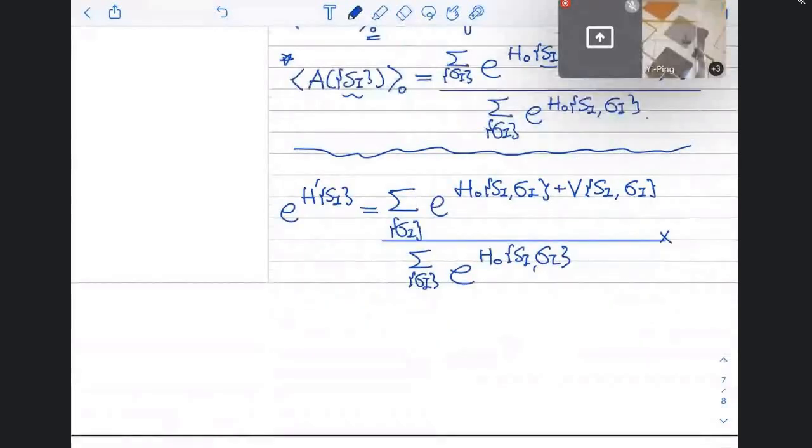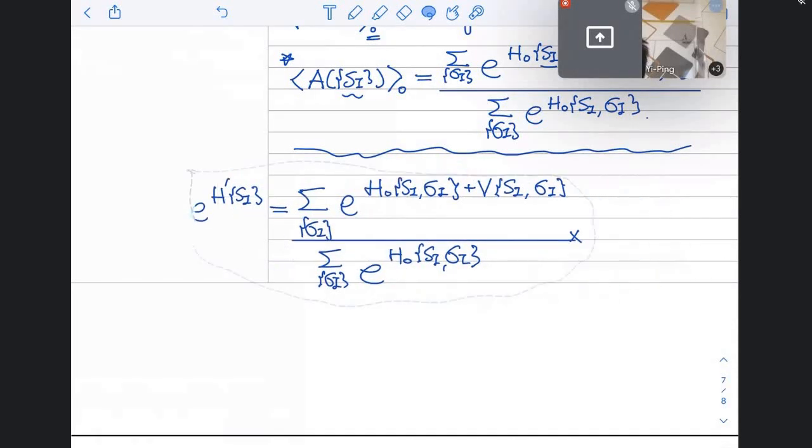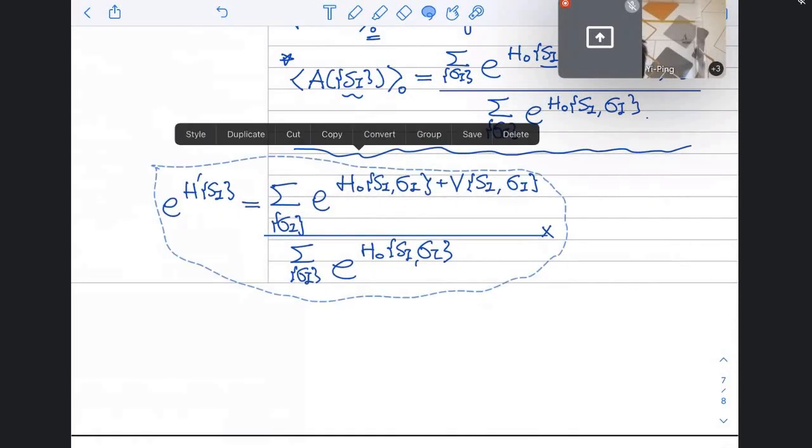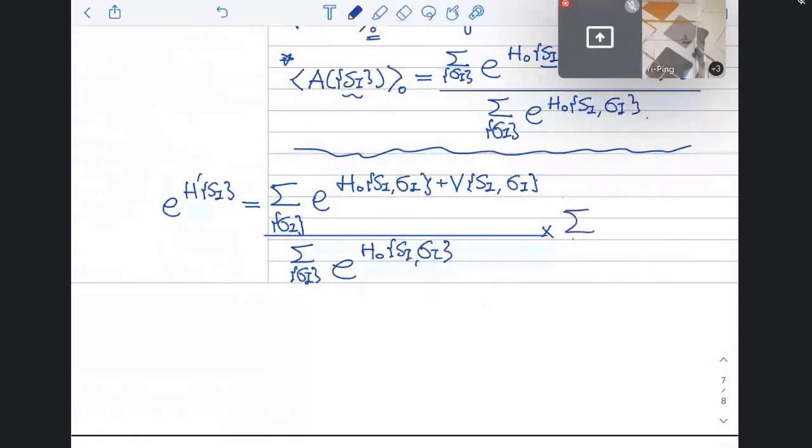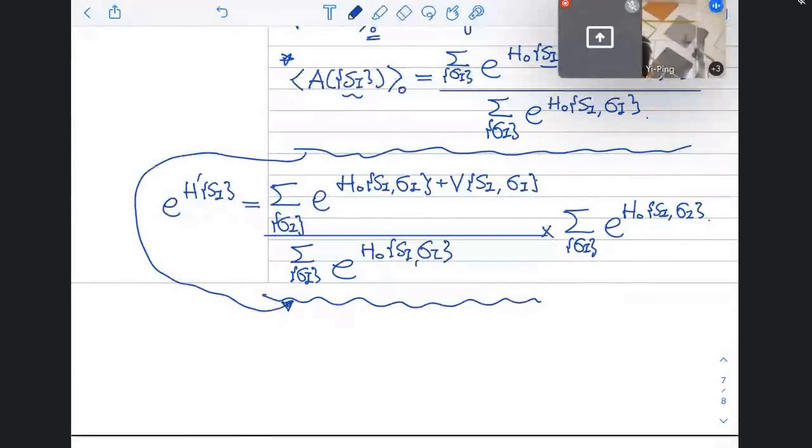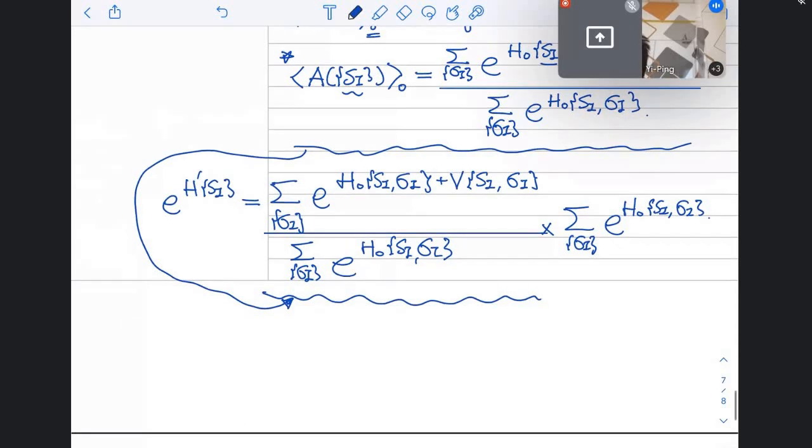I think I'm running out of space. Let me move it somewhere here. So basically we are doing nothing. We just divide something and multiply something. So this line is exact, but you might wonder why I'm doing that. This expression is useful to interpret this first product as some kind of expectation value over V.